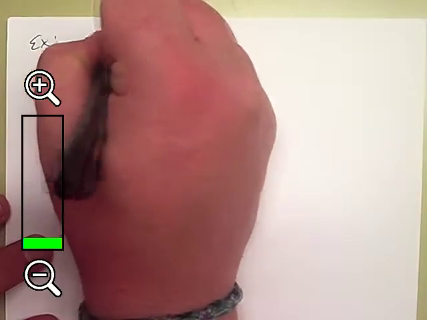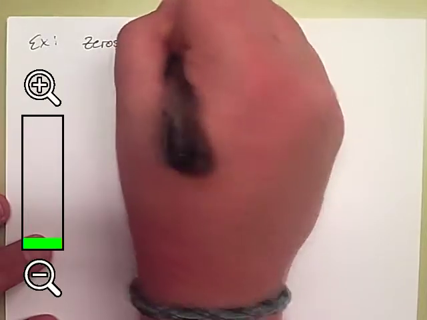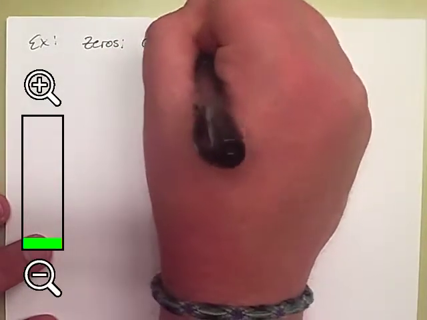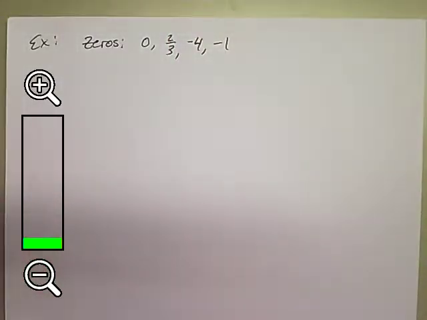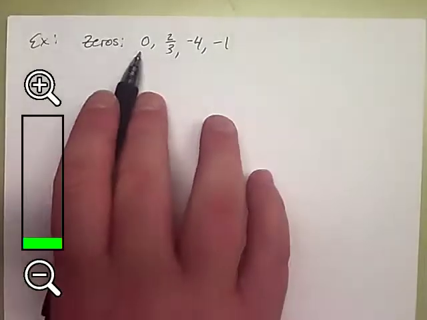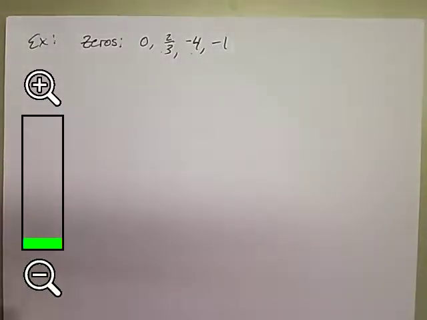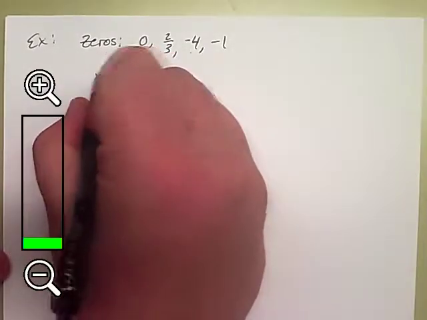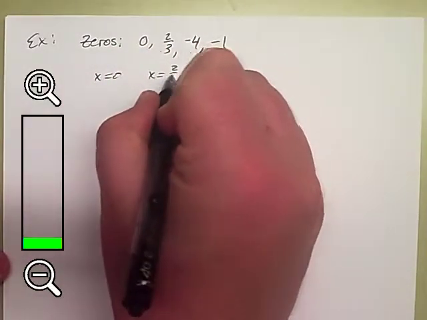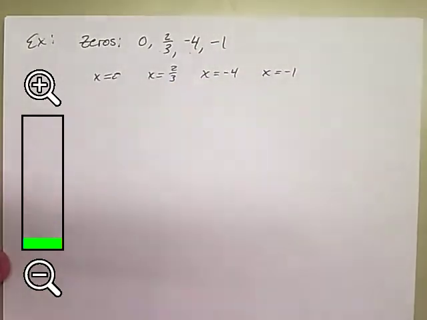The zeros that they give us, we're going to have 0, 2/3, negative 4, and negative 1. All right, so the zeros that we were given, 0, 2/3, negative 4, and negative 1. Just as we did before, I'm going to say x equals each one of these. So x equals 0, x equals 2/3, x equals negative 4, and x equals negative 1.